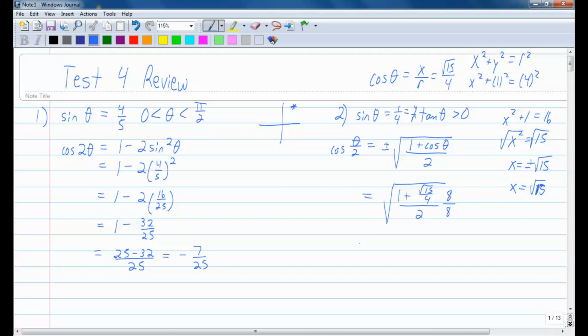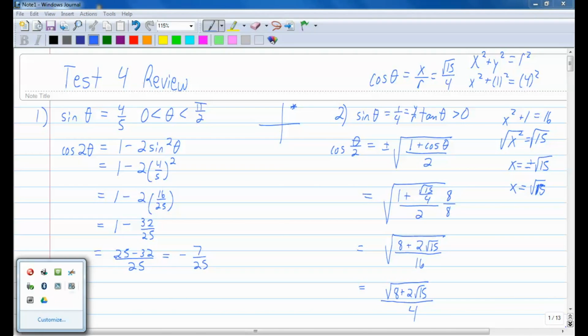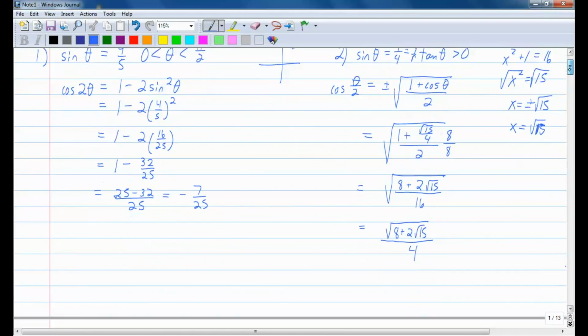Multiply the numerator and denominator by 8. So that's going to make this 8 plus, when you multiply this times 8, 8 divided by 4 is 2, so 2 square root of 15. That's all over 16. And now we want to take the square root of this denominator. So my final answer is the square root of 8 plus 2 square root of 15 all over 4. And that gives me my answer. So that is B on your practice test.